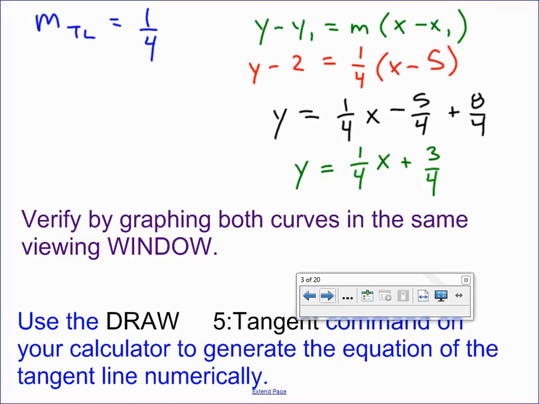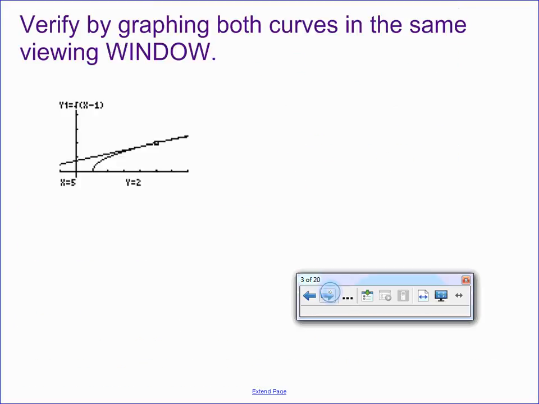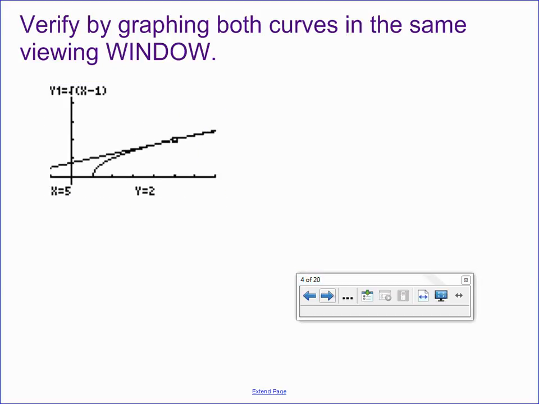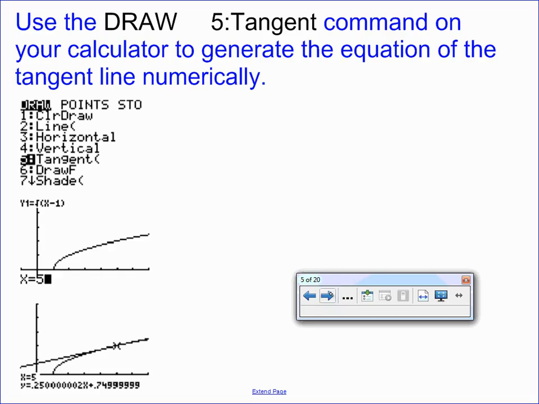In any case, we want to verify. So what I've done is I've taken screenshots of y equals root x minus 1 and y equals 1/4 x plus 3/4, and I've graphed them on the same window, and so it looks like that does touch the curve at the point when x equals 5. Then I went ahead and numerically did the tangent line. So this is a new thing.